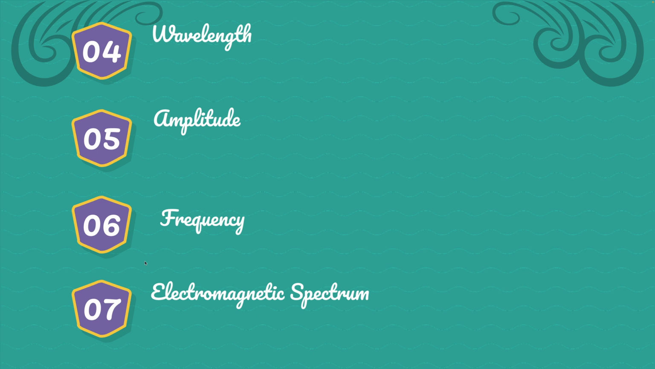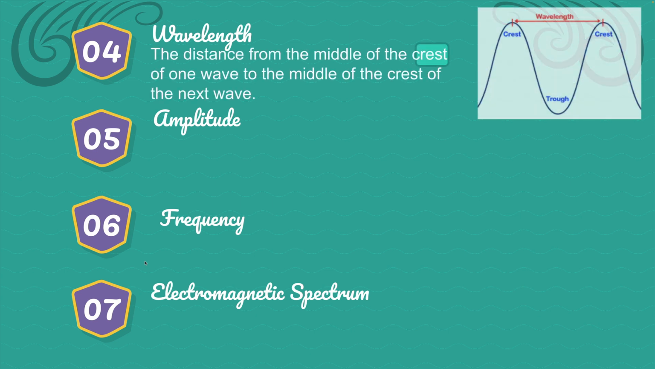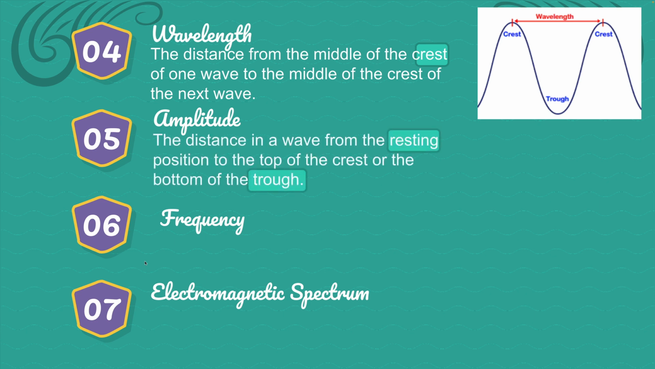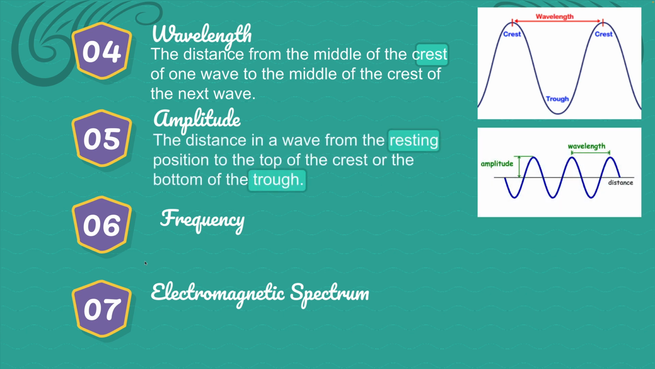Number 4, wavelength. The distance from the middle of the crest of one wave to the middle of the crest of the next wave, as you can see pictured in the top right. Number 5, amplitude. The distance in a wave from the resting position to the top of the crest or the bottom of the trough, again as you can see pictured to the right. Number 6, frequency. The number of times per second that the wave cycles.